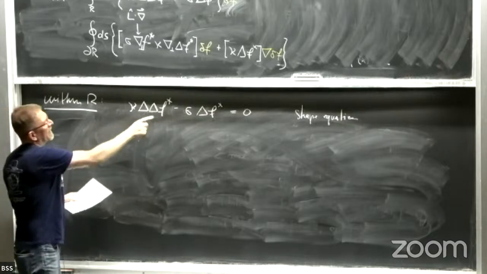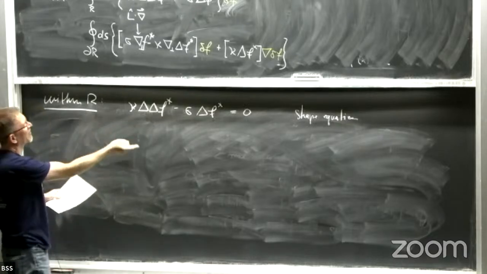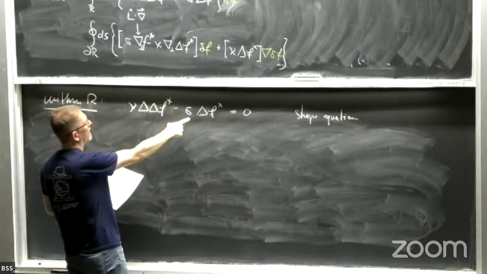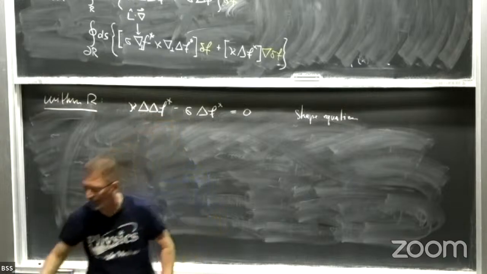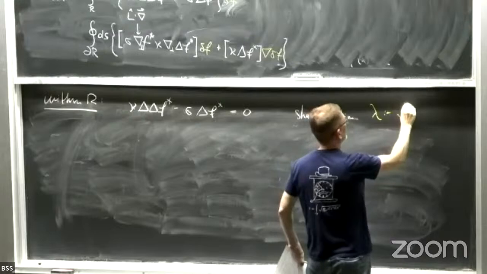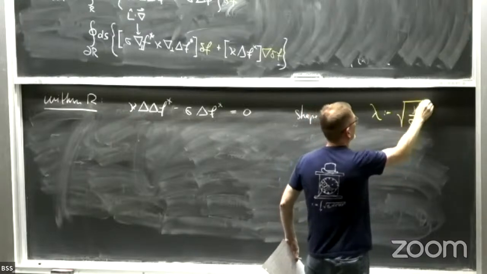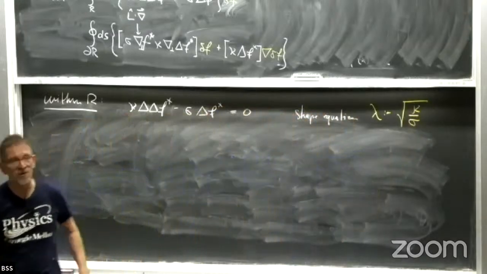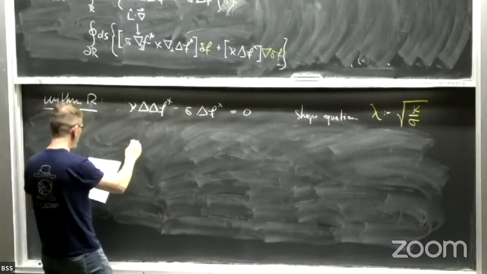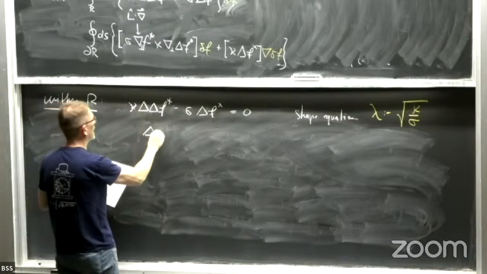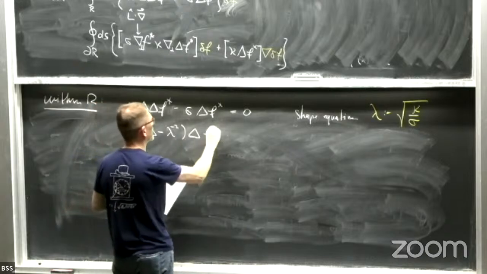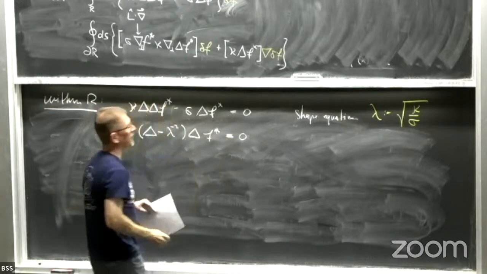By the way, it turns out that a nice way of rewriting this is to factor out some of the deltas and write this as, first of all, there's a kappa here, there's a sigma here. Let me define a beautiful length that will come up later. Lambda as the square root of kappa over sigma. It's a characteristic length in your system once tension and bending rigidity are set. And using that lambda, I can rewrite this as delta minus lambda to the minus 2 delta f star equal to 0.